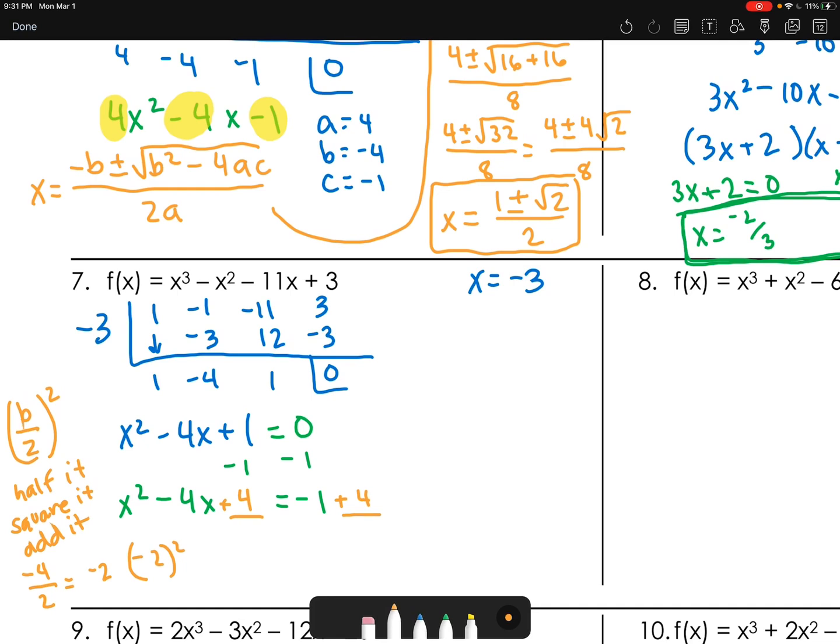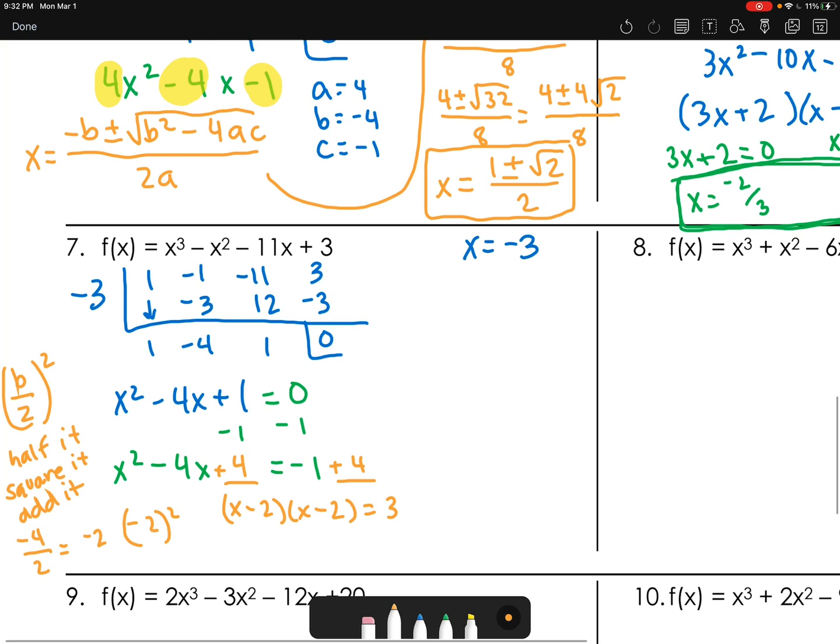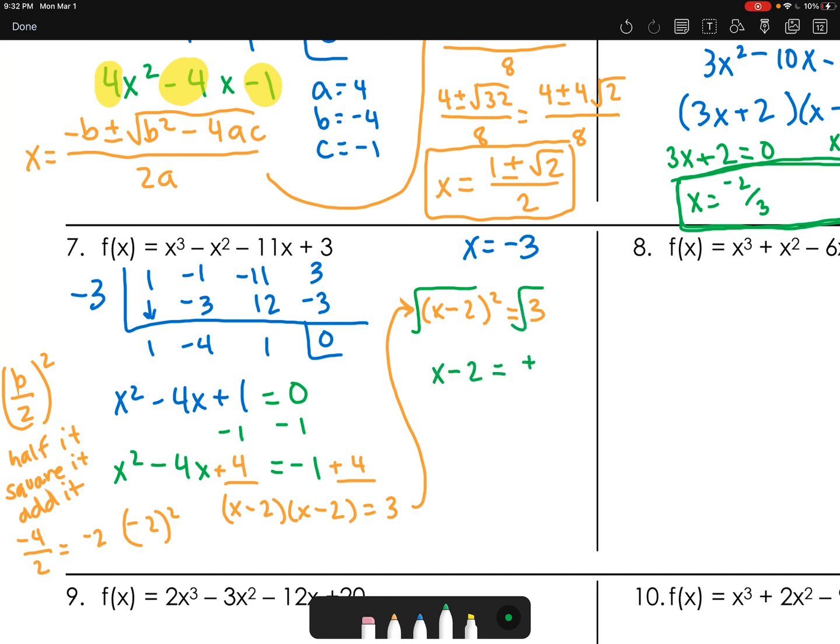So this gets rewritten as x minus 2 times x minus 2 equals 3, which is the same thing as x minus 2 squared equals 3. I'm going to square root both sides, and I end up with x minus 2 equals plus or minus the square root of 3. X equals 2 plus or minus the square root of 3. So we had one root here at negative 3 and another 2 roots here at 2 plus the square root of 3 and 2 minus the square root of 3.